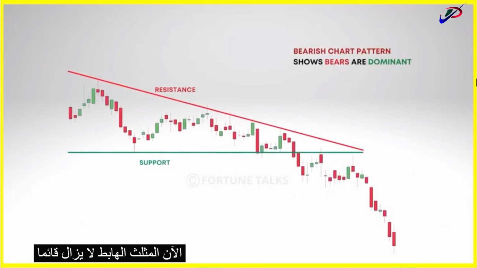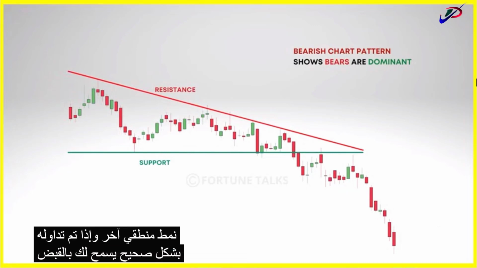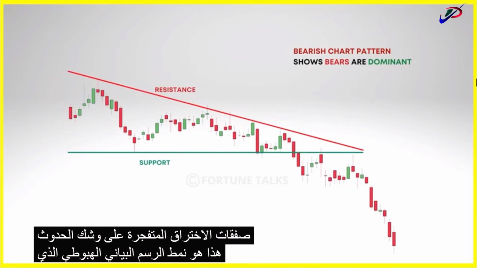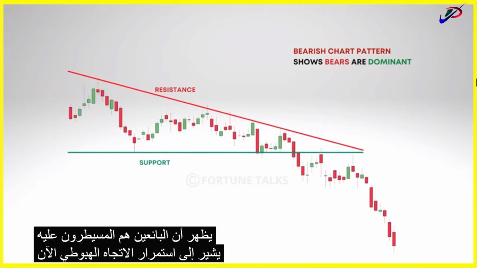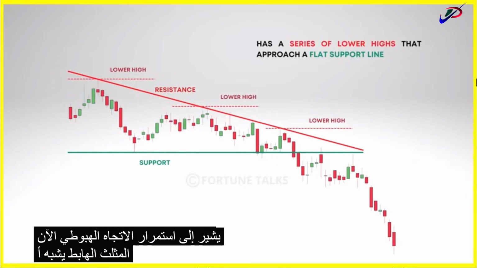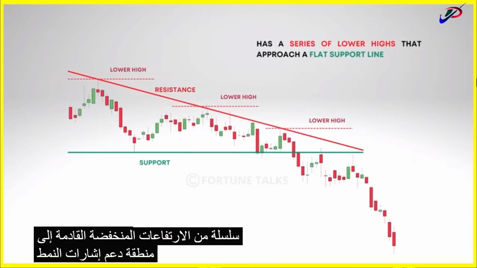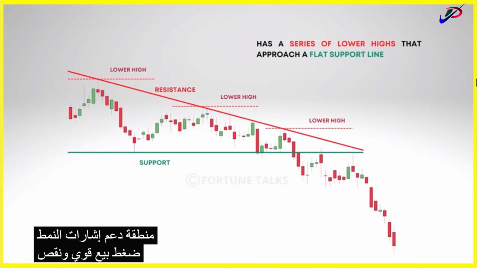Now the descending triangle is yet another logical pattern, and if traded correctly, it allows you to catch explosive breakout trades about to occur. This is a bearish chart pattern that shows the sellers are in control and it signals a bearish trend continuation. The descending triangle looks like a series of lower highs coming into an area of support. The pattern signals strong selling pressure and a lack of buying pressure.